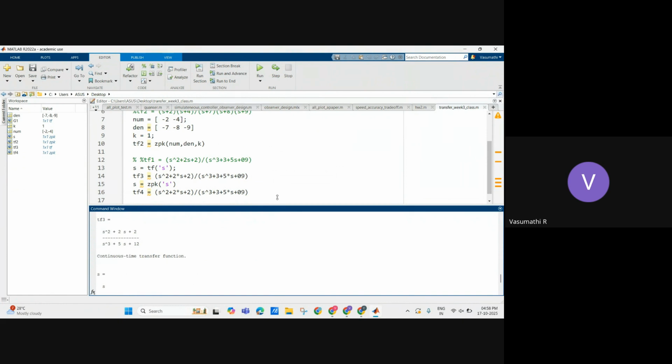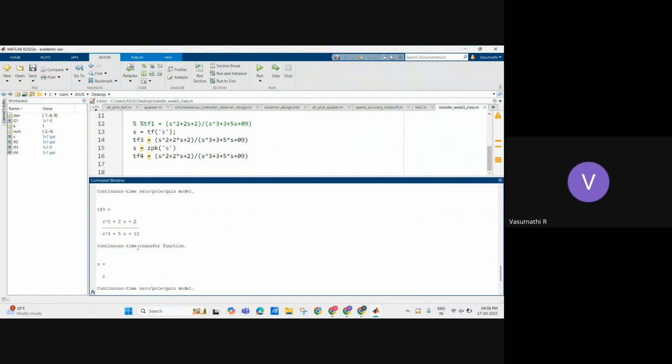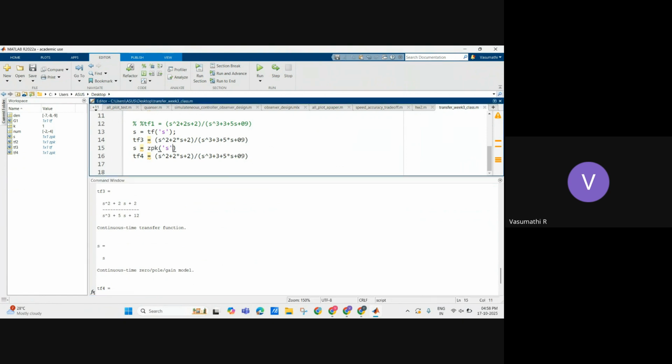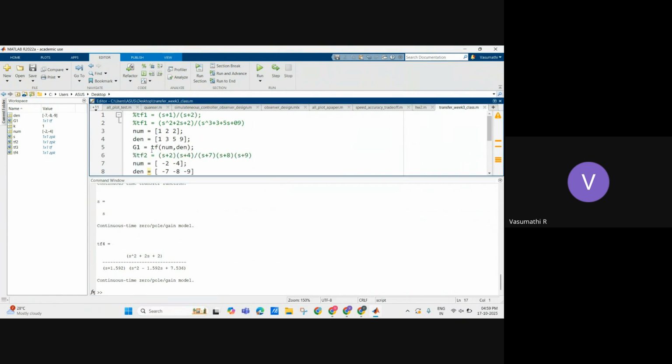If I define S is equal to TF of S, this gives in the whole format S square plus 2S plus 2, S cube plus 5S plus 12. So if I write it in terms of ZPK of S, then it is giving in terms of a factorized version of the denominator. In continuous time, it's in terms of pole zero modeling. So in whatever way you want to get the transfer function out of the system, you can use either numerator denominator transfer function of or ZPK of. Otherwise, transfer function of S you can define and you can straight away give this.